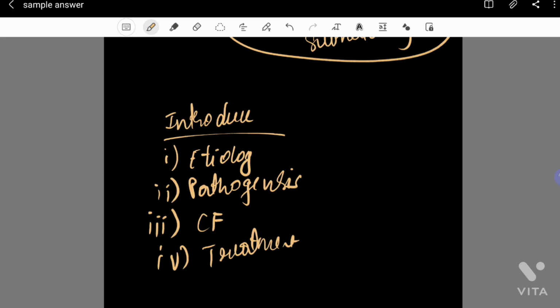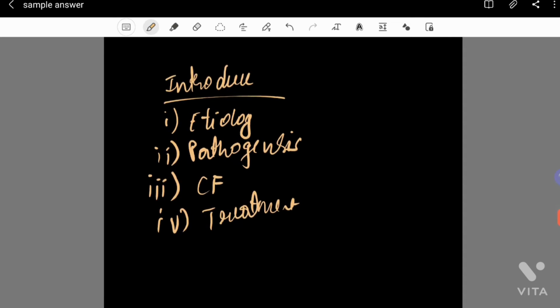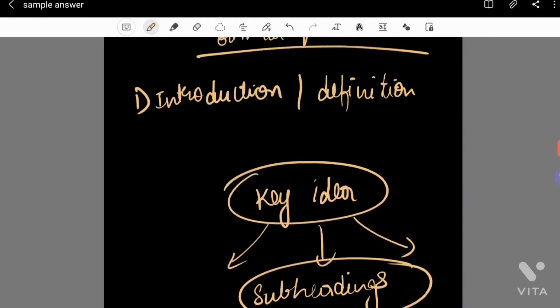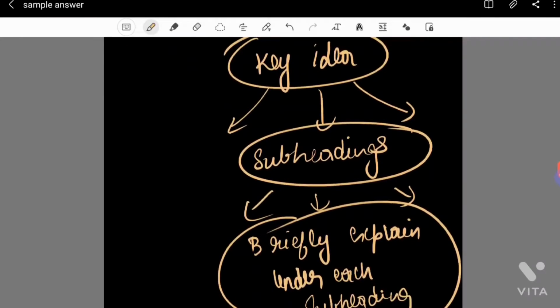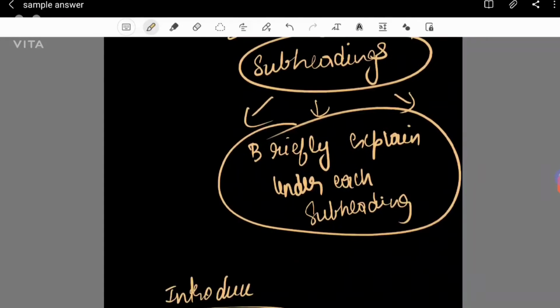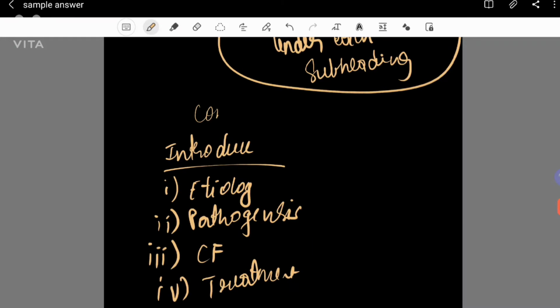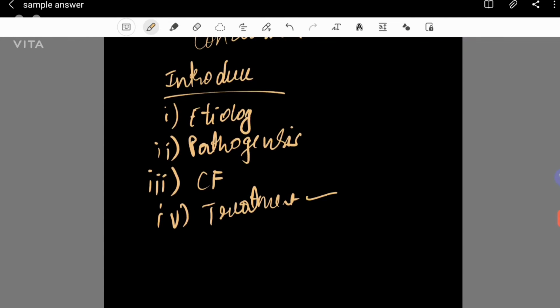So the essential idea that I'm trying to give you guys is that whatever subject, whatever topic you take, try to divide that topic into various headings and subheadings. Basically, give an introduction, you're going to have a key idea, break down that key idea into various subheadings, and then briefly explain under each subheading. You don't have to go into detail of each key heading. And in the end, if you can, give a conclusion, right? Here your conclusion is going to be your treatment, and these three things are going to be your subheadings.